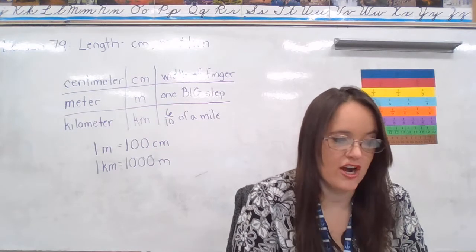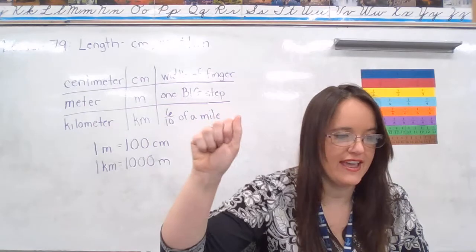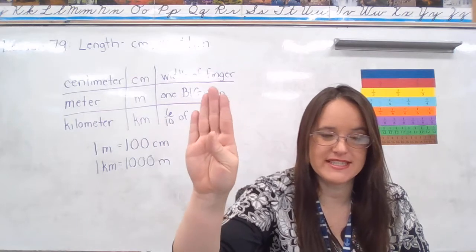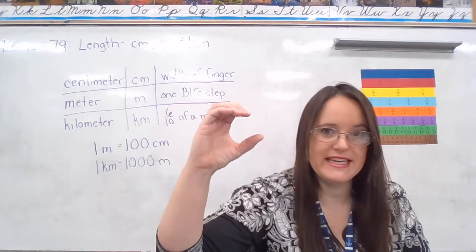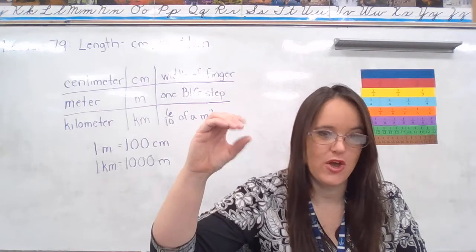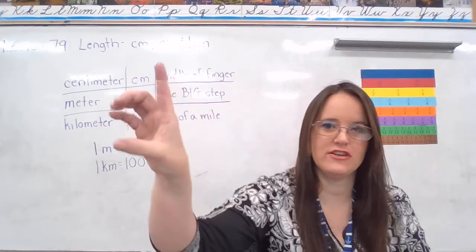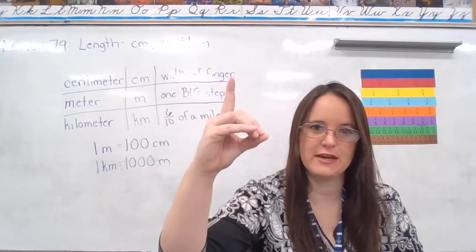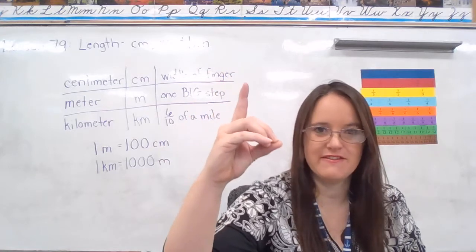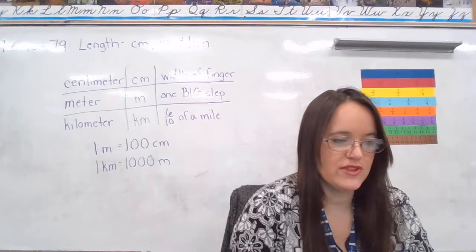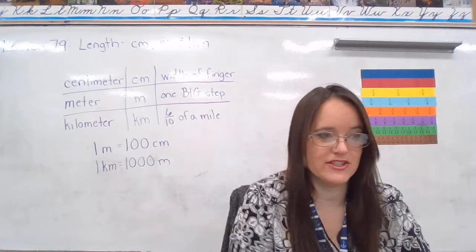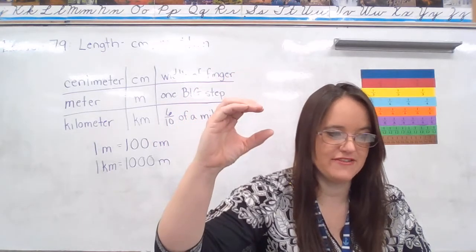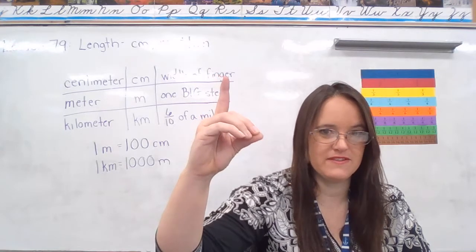So our choices are A, this is sign language for A, 15 centimeters, B, 15 meters, this is sign language for B, C, 15 kilometers, or D, for D, you take your 3 fingers here and make a circle with your thumb, and then your pointer finger sticks up. So D, 15 feet. So which one do you think could be the length of a pencil? A, 15 centimeters, B, 15 meters, C, 15 kilometers, or D, 15 feet?